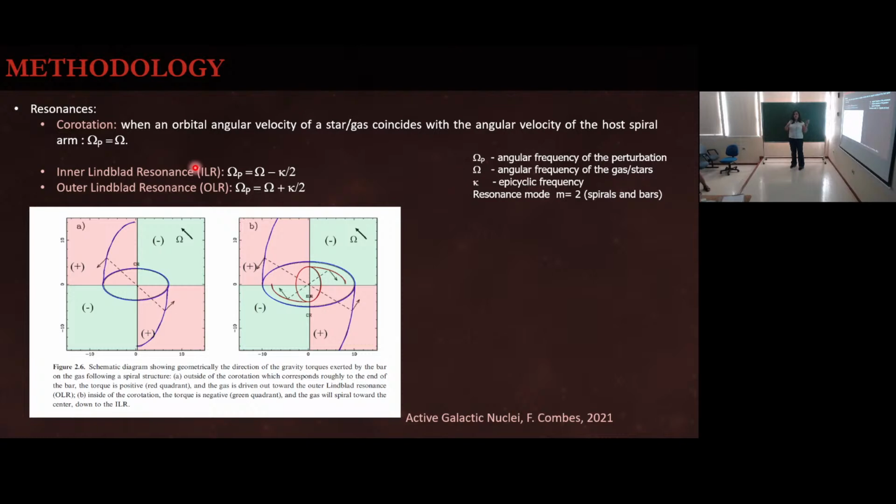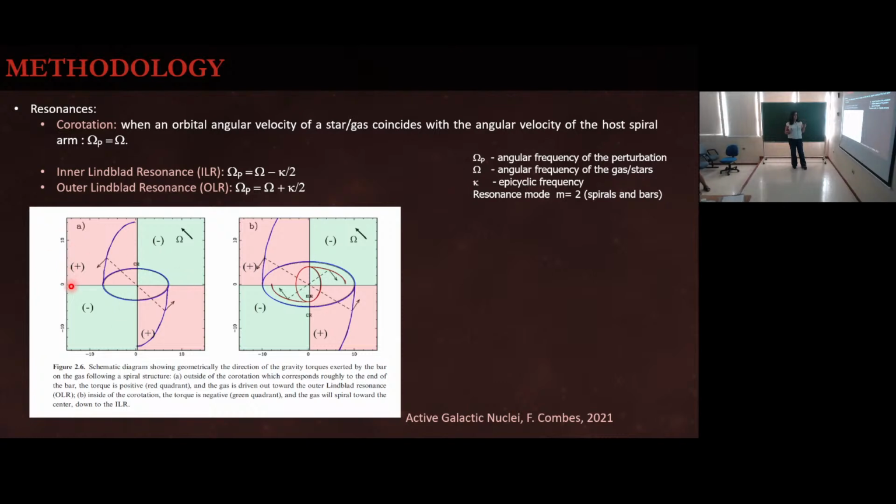And the outer Lindblad resonance is when the star is rotating lower than the perturbation by the same factor, kappa over 2. By the way, kappa is the epicyclic frequency, the frequency of oscillation of the star on its orbit. So the bar of the galaxy can actually divide the torques into quadrants.